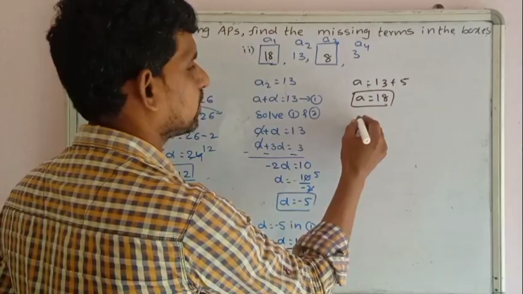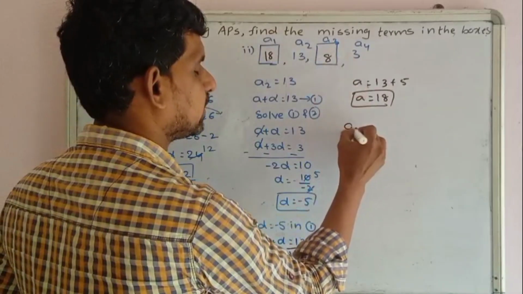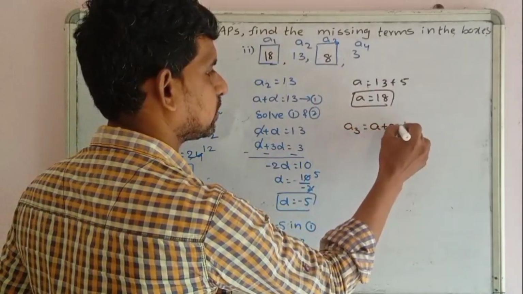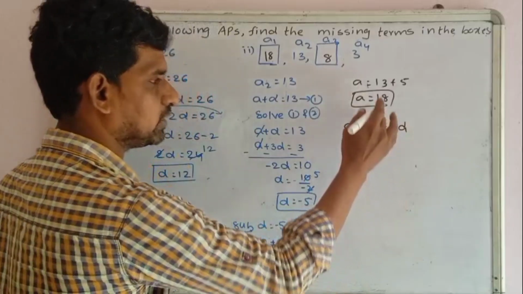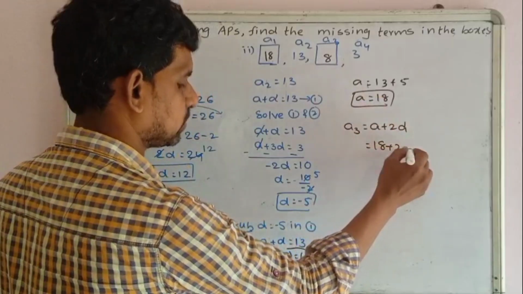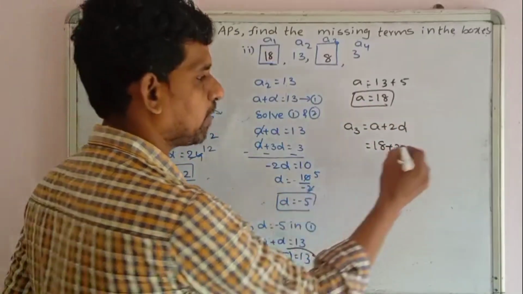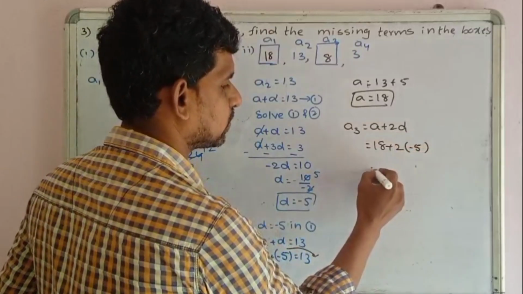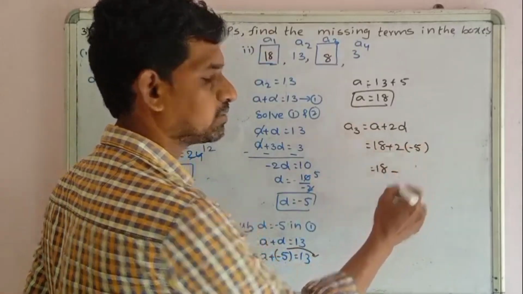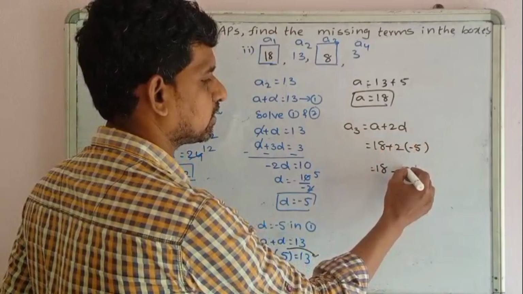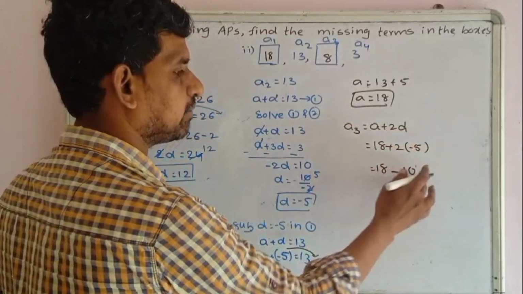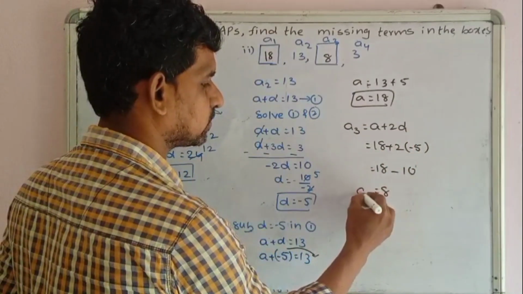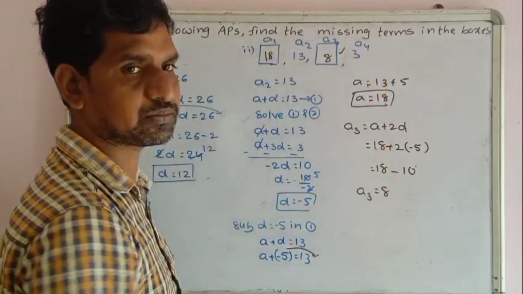See the next one. The third term A3 equals A plus 2D. So the A value is 18 plus 2, the D value minus 5. So 18 plus into minus is minus. 2 fives are 10. 18 minus 10, so 8. So the third term is 8.